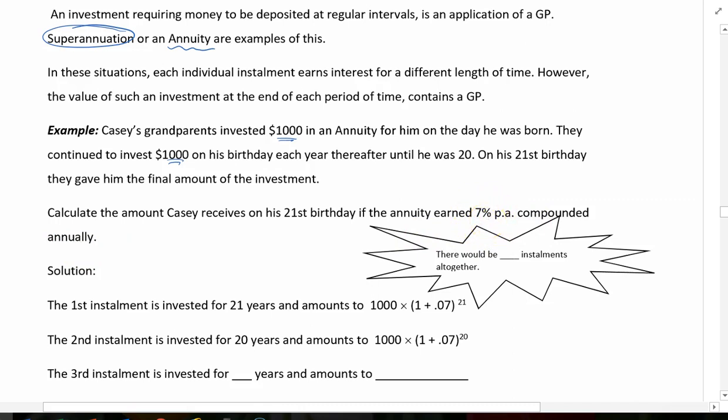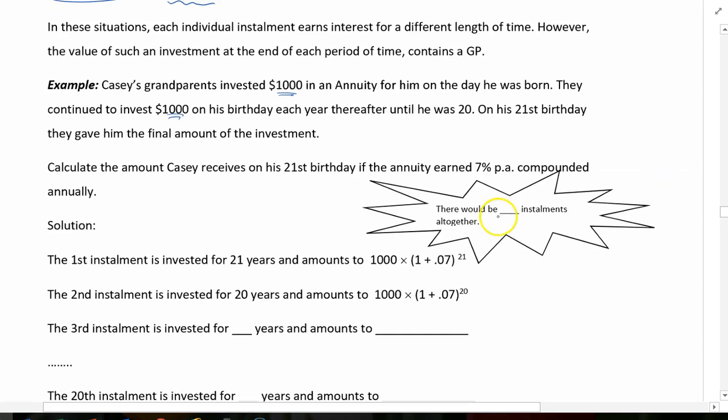So yeah, just makes it slightly easier. It's important that you can identify the number of terms. So remember, they invested $1,000 on the day he was born. So then when he's turned 1, a second deposit goes in. When he turns 2, a third deposit has gone in. So when he turns 20, we're up to 21 installments altogether.